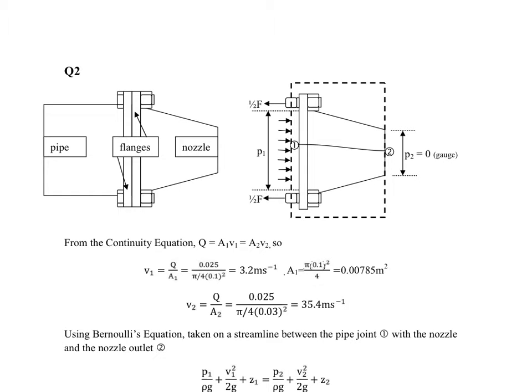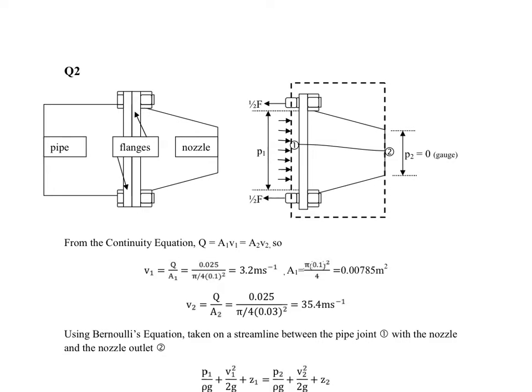Let's look at the solution for question number 2. In the sum, you're told that there is a 10 cm pipe that delivers water to a 3 cm nozzle. You're given the flow rate as 25 liters per second.